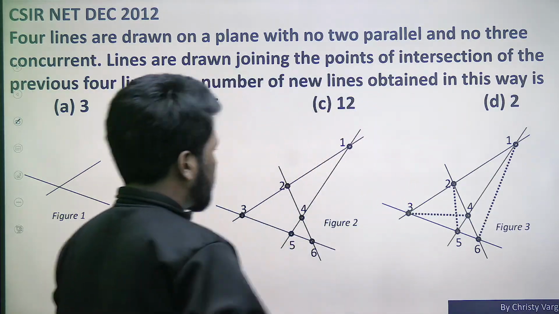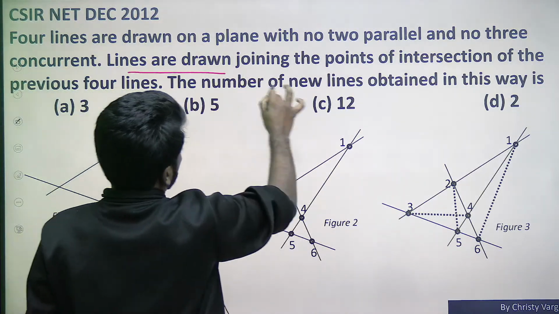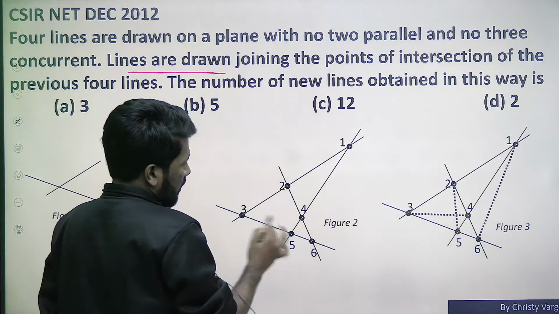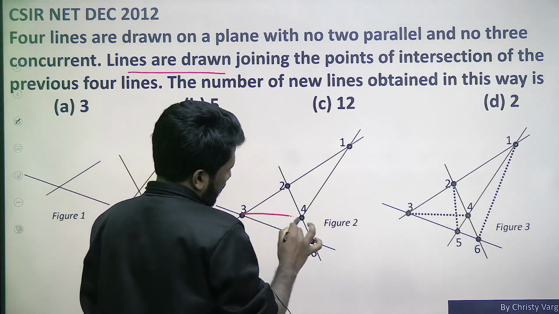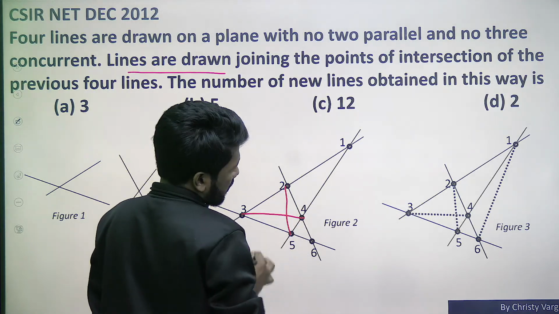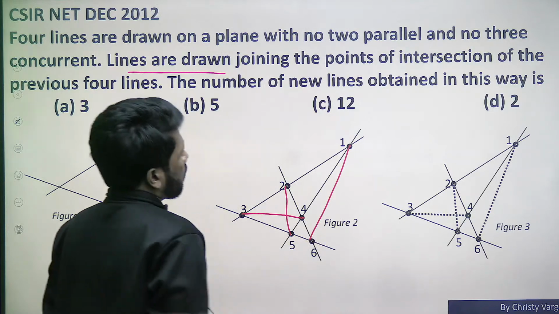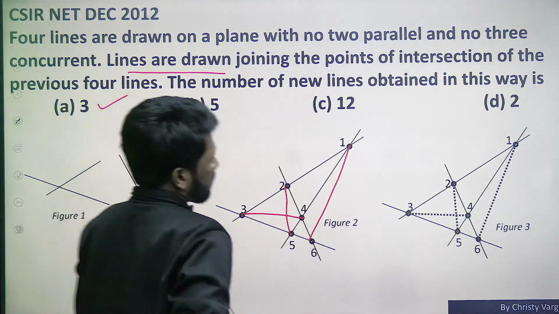How many of you understood this? Please respond. Now the question is asking what? Lines are drawn joining the points of intersection. ये points of intersection join करना है. This one, then this one can be joined, then this one can be joined. So how many lines are formed? 3 lines are formed. So 3 is the answer.